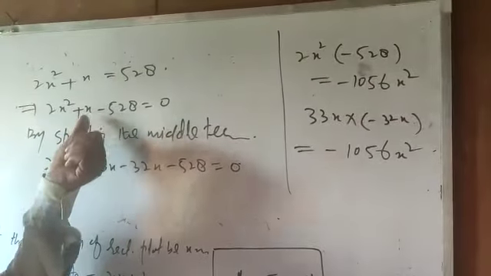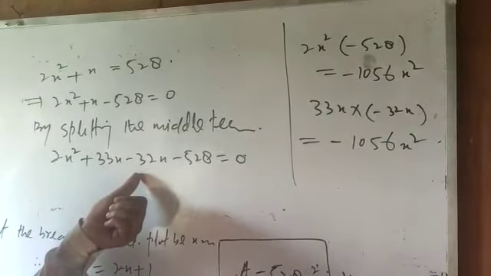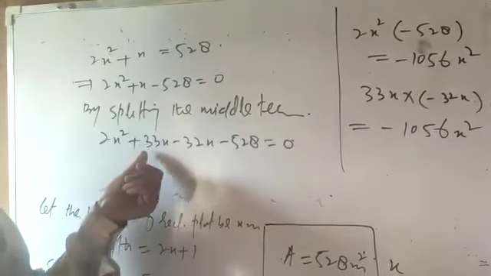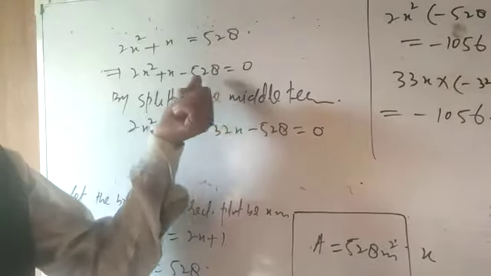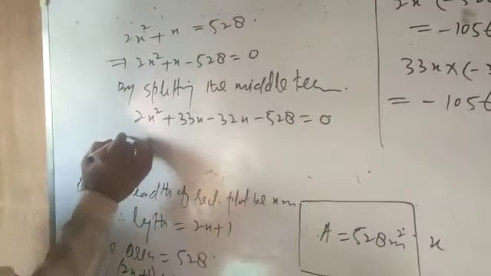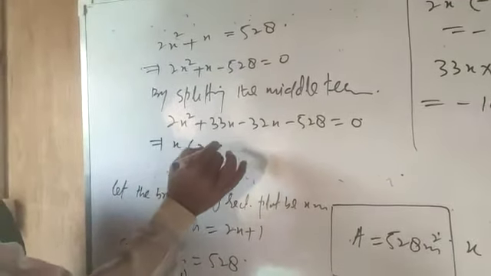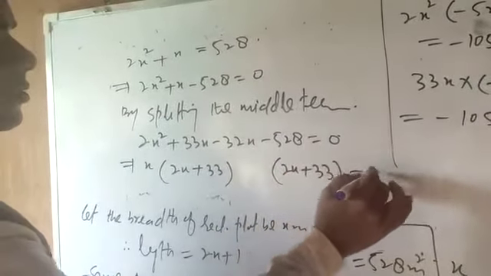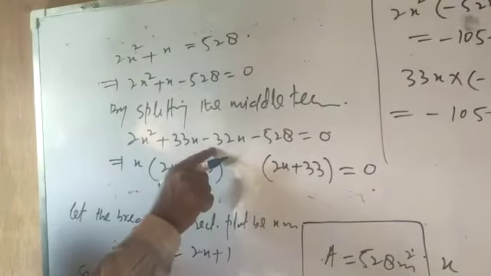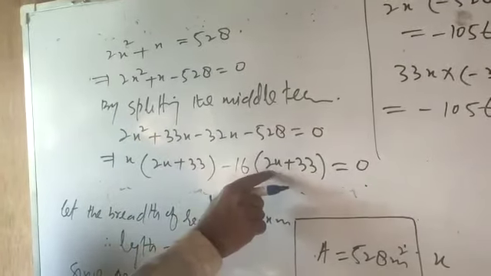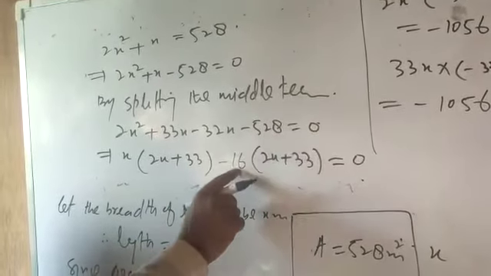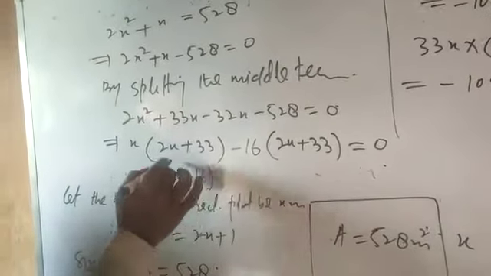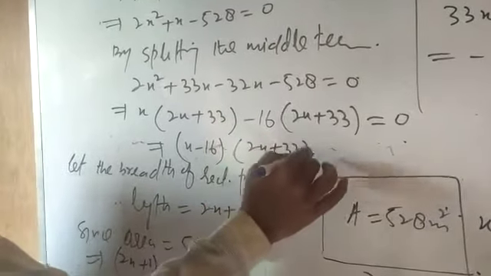We have to break the middle term into two parts, such that the difference of the two parts is the middle term itself, and the product of the two parts equals the product of the first and the last term. So take x common out of this: x into 2x plus 33. Then take 16 outside: minus 16 into 2x plus 33, that is minus 32x minus 528 is equal to 0. So I can say x minus 16 into 2x plus 33 is equal to 0.